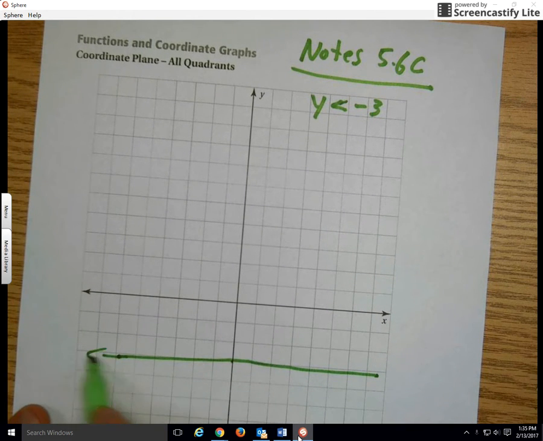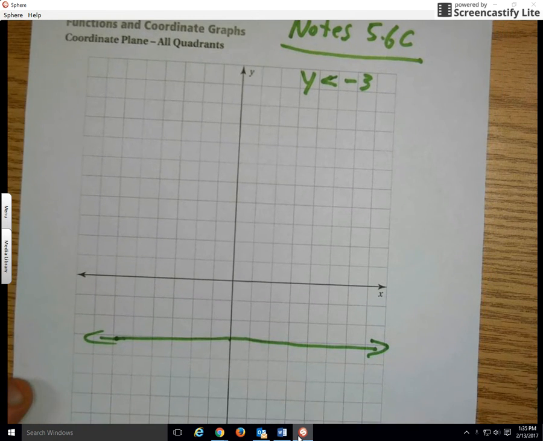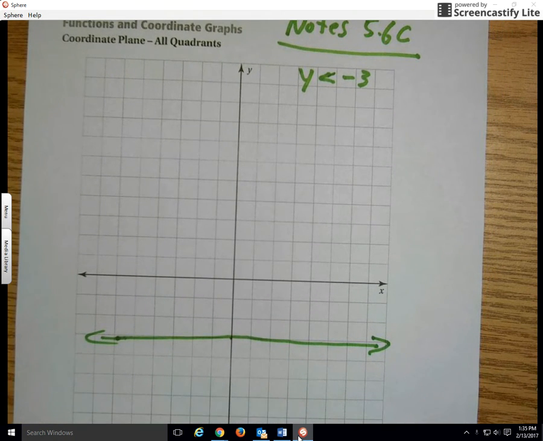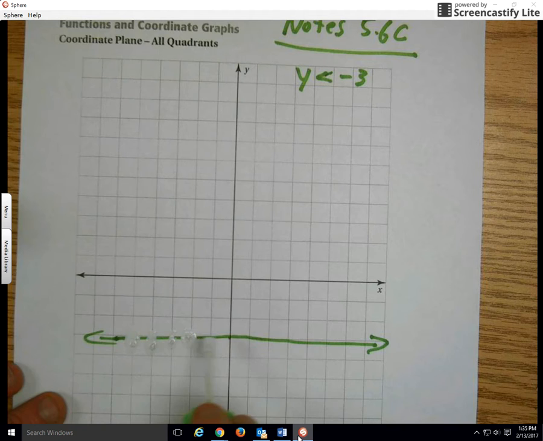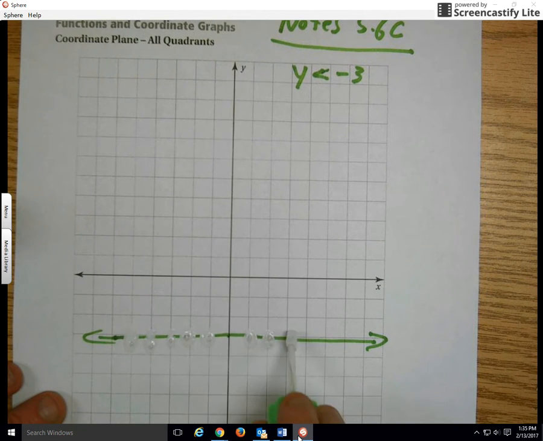Okay. Now I made a mistake. Let's see if anyone can catch it. What did I do wrong? Well, it looks right. However, it should have been a dashed line, right? I should have done that from the get-go, but it's okay.